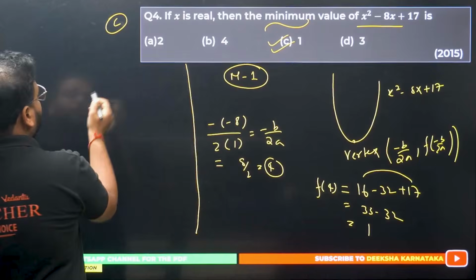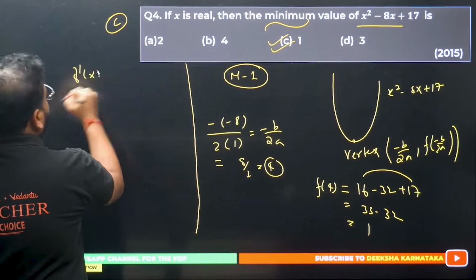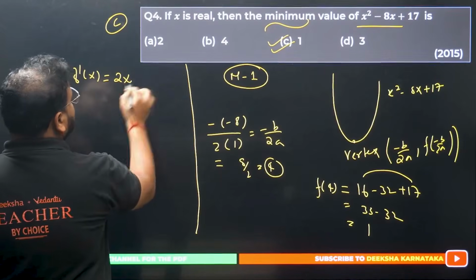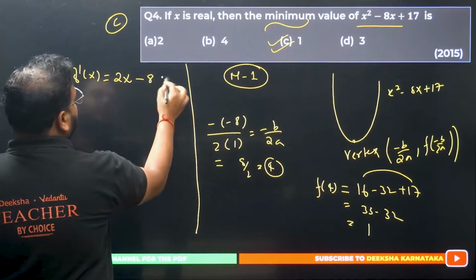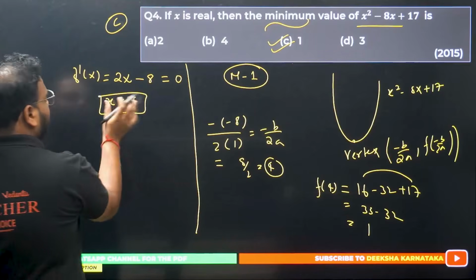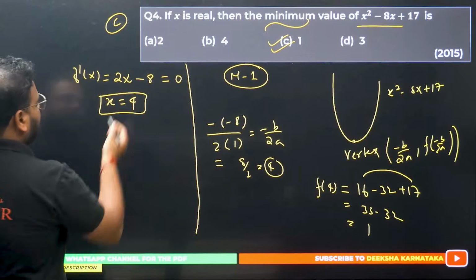Otherwise, we have another approach. f dash of x you're going to find. You'll have this as 2x minus 8. Put it equal to 0. What do you get? x equals 4. You have only one critical point anyway, so you don't have to find this other thing.